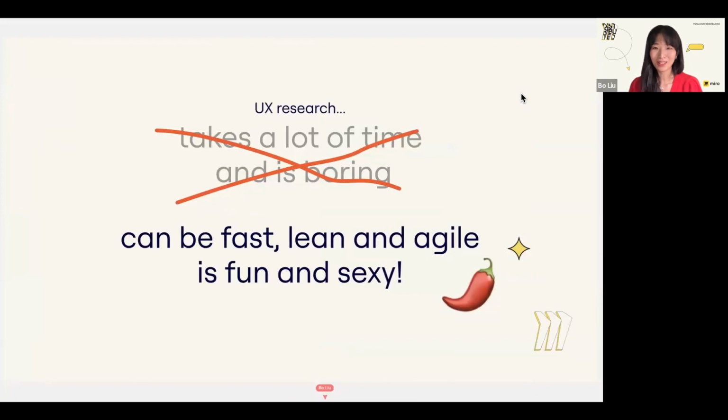This also changed the minds of a lot of people about how they perceive UX research, because initially they thought research is, on the one hand, definitely valuable and important, but at the same time, it could take a lot of time and could be boring. But now they find that research can be fast, lean, and agile, and it's fun and sexy.